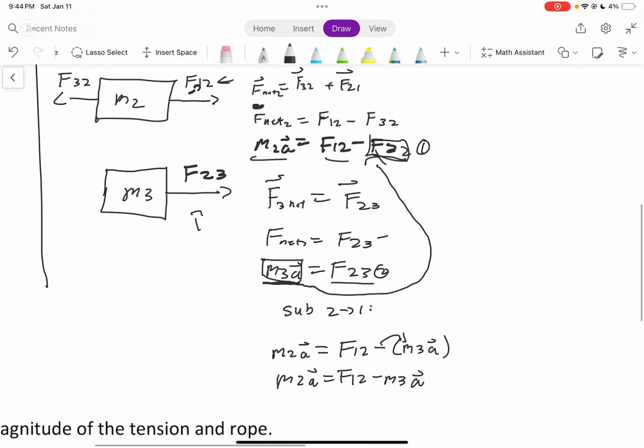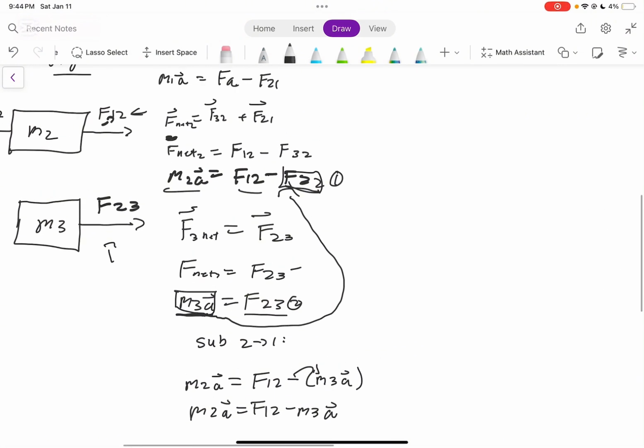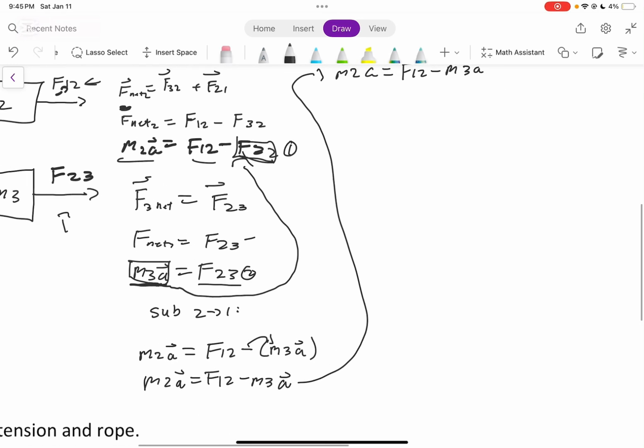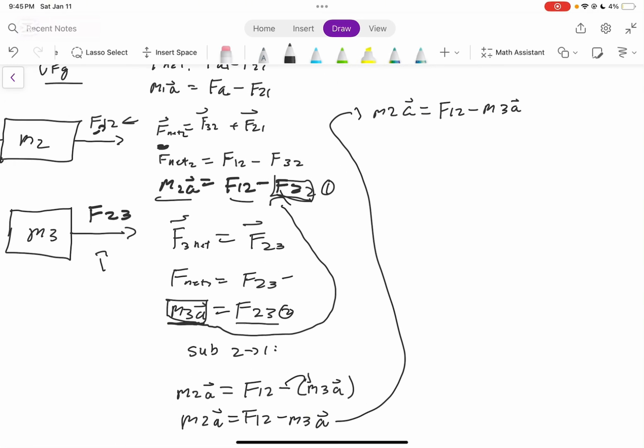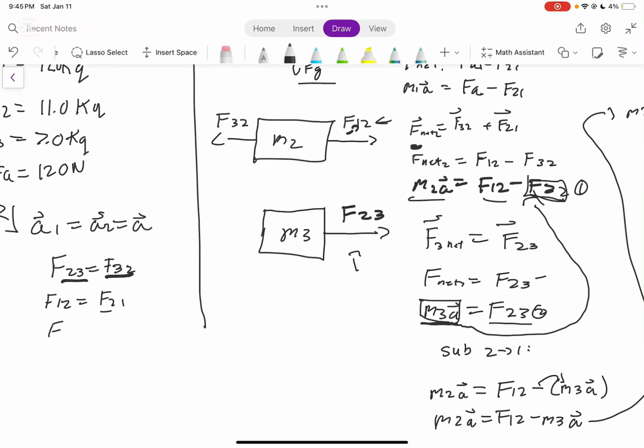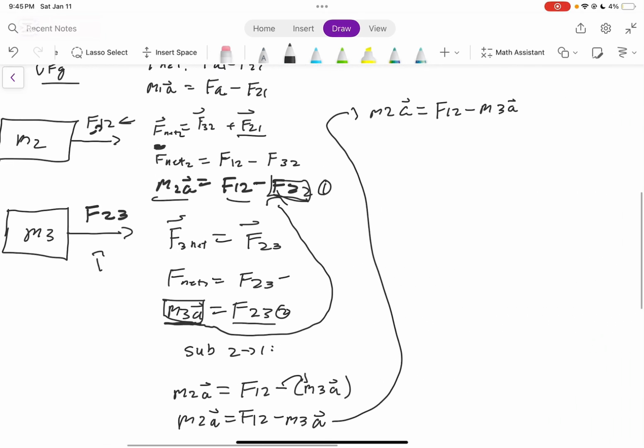3 times the acceleration. Now, let's keep working our way up. So I'm going to rewrite this here. M2A is equal to F1 on 2 minus M3A. So now that we have this, we can keep working. And we know that the force of 1 on 2 is equal to the force of 2 on 1. And if we look here, we have the force of 2 on 1 here.